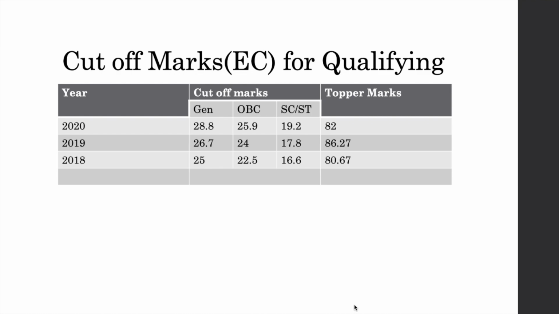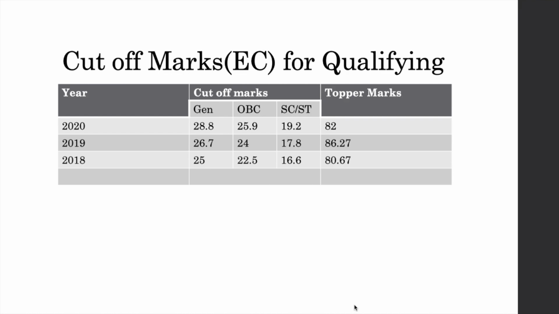There is very small variation in the cutoff marks, but we can see that change year after year. In 2018 it was 25, and it moved to 27, but earlier than 2018, for most of the last four or five years, it was almost 25 only. So here we can see the change in the cutoff marks, and the variation is very, very small.